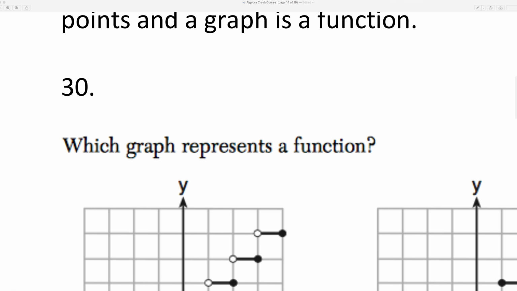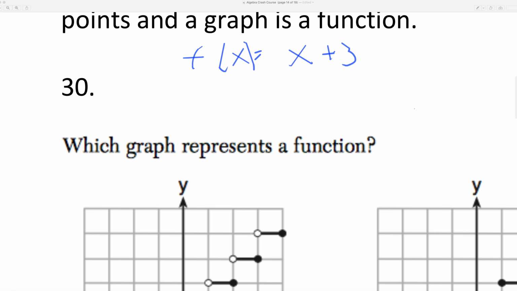Which graph represents a function? Before I would get into looking at graphs and seeing which one represents a function, I would just talk about a function in general. The most basic function that we could talk about is, let's say, f of x equals x plus 3. You always hear that f of x equals y, but what it really means is this.